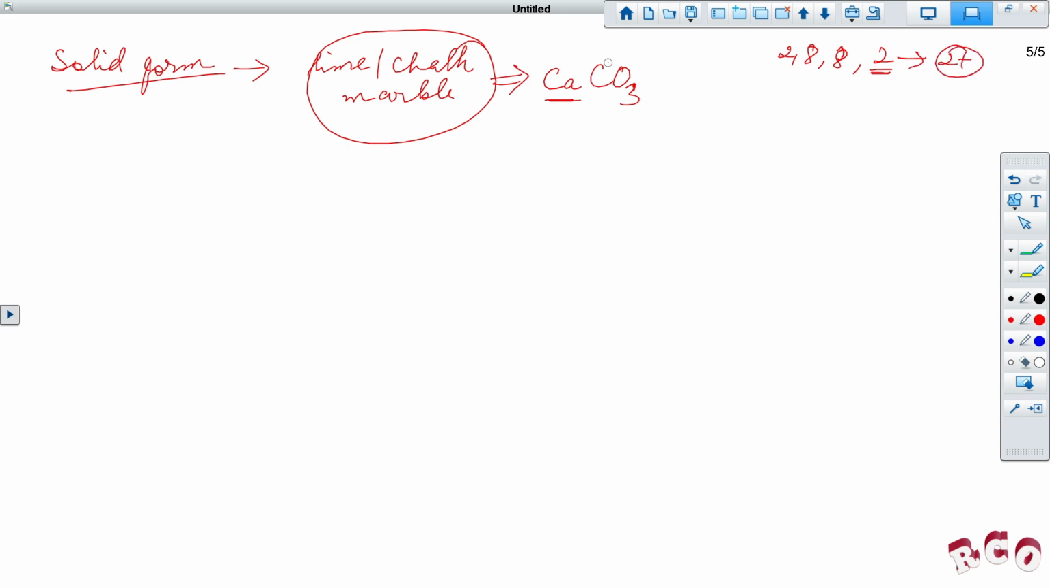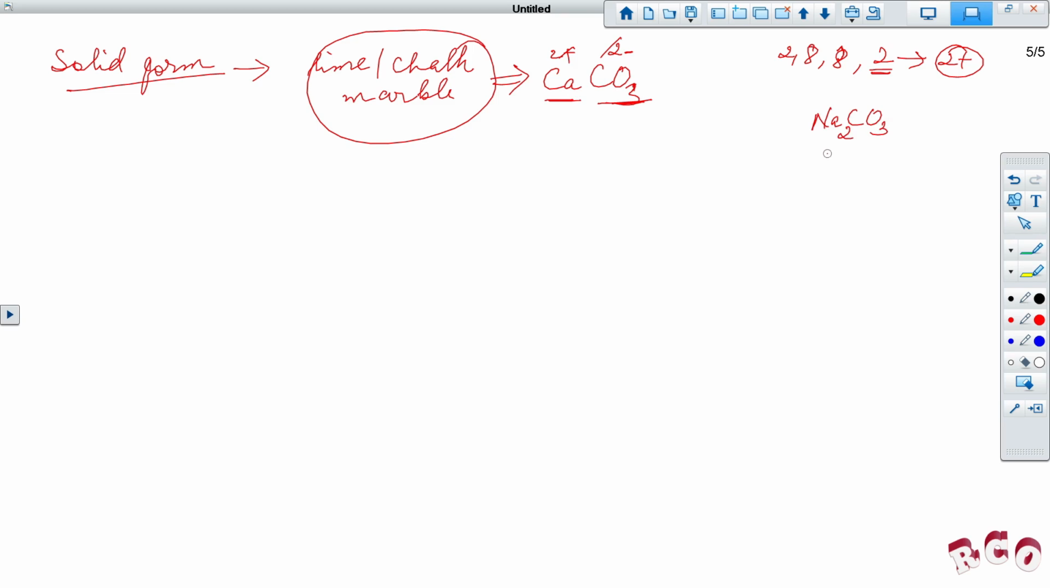When it loses electrons, it will be 2 plus. And the carbonate ion, it is complex for you to understand, but you just remember that it is 2 minus. So this 2 will go this side and this 2 will go this side, or this 2 and 2 will get cancelled, so 1 and 1, so it will be this. So what about the sodium carbonate?